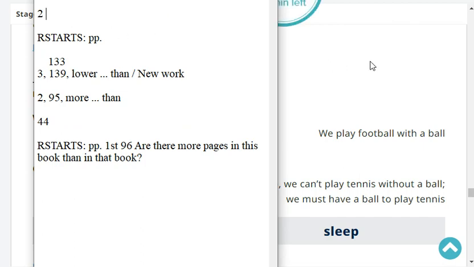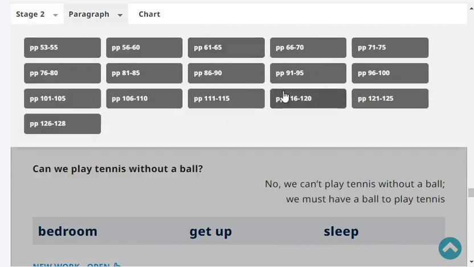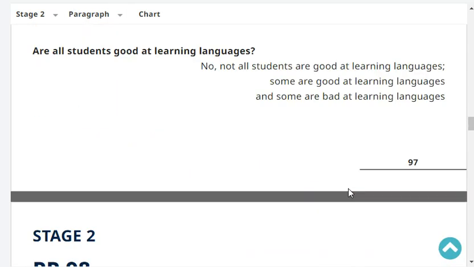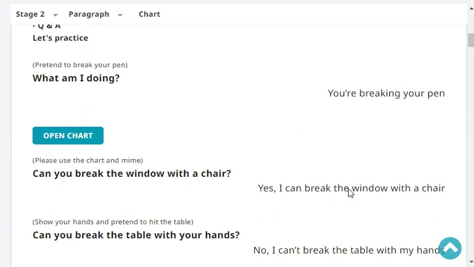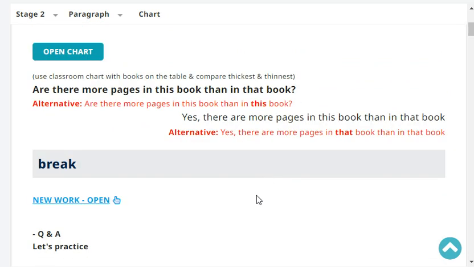Our reading is at stage 2, page 95. Last head word was "more than". Okay, please start at page 96. First question. Are there more pages in this book than in that book? Yes, there are more pages in this book than in that book.